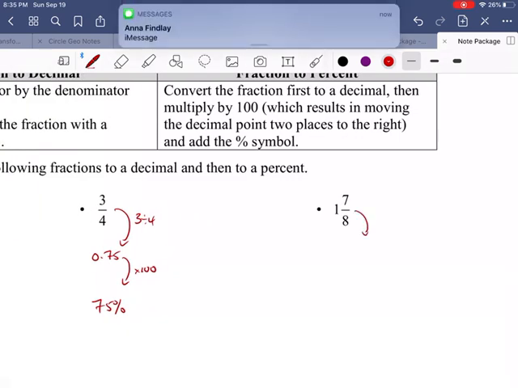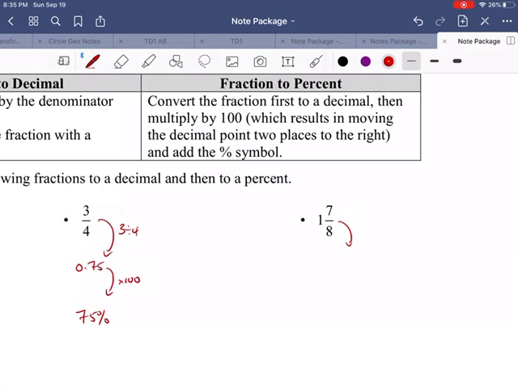First of all, if it's a mixed fraction, you've got to change that to improper. So that is 15 over 8. And then do 15 divided by 8, and you get 1.875. And if you multiply that by 100, you get 187.5%.